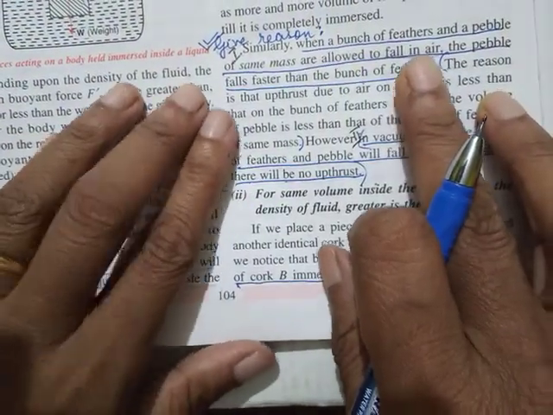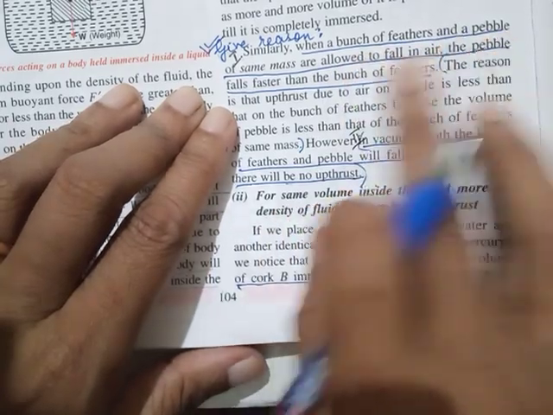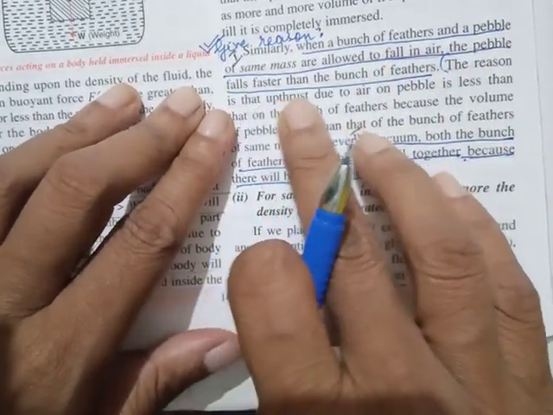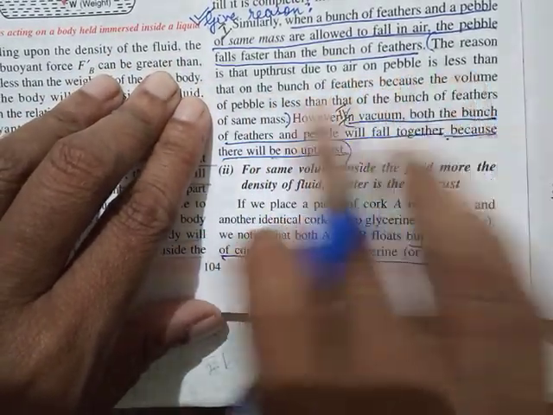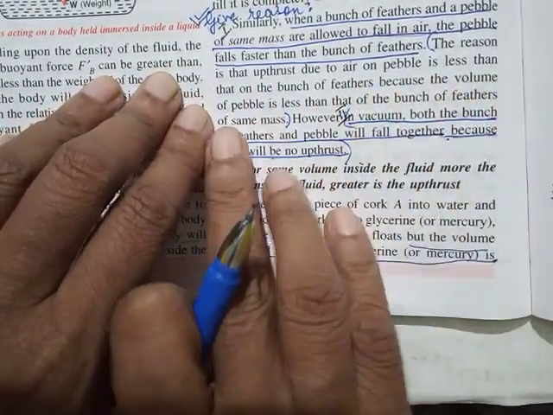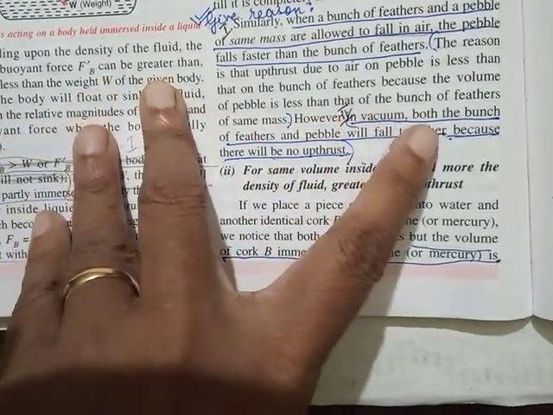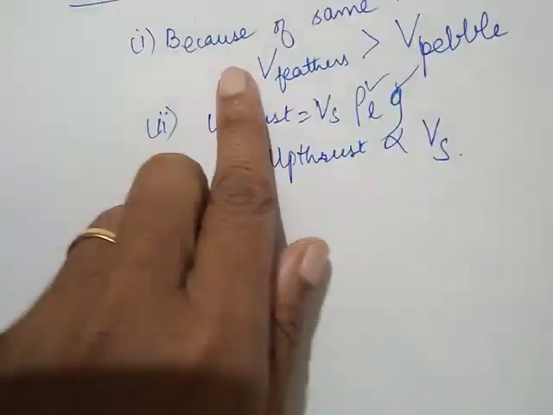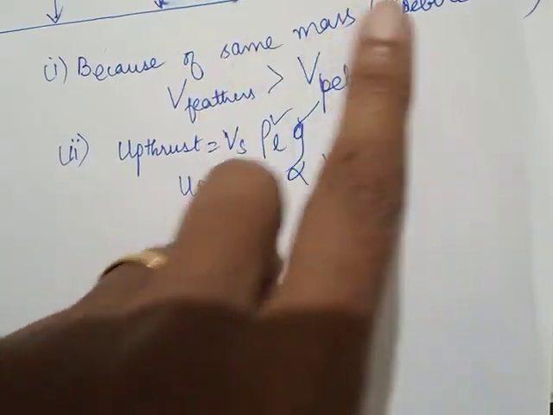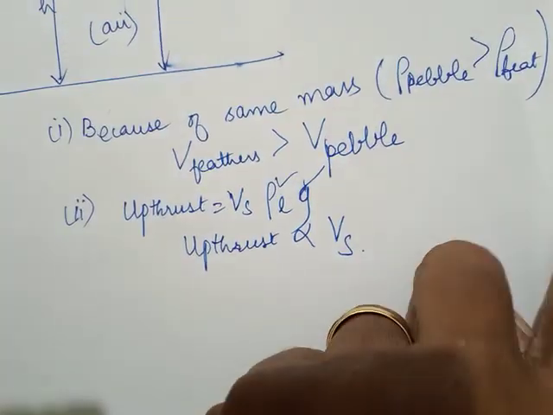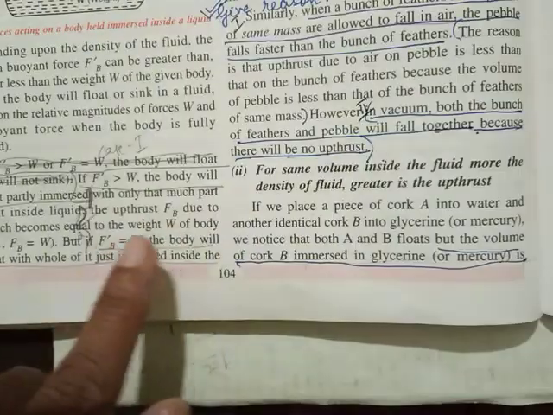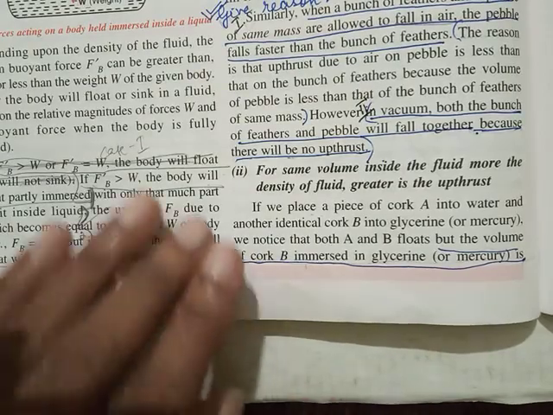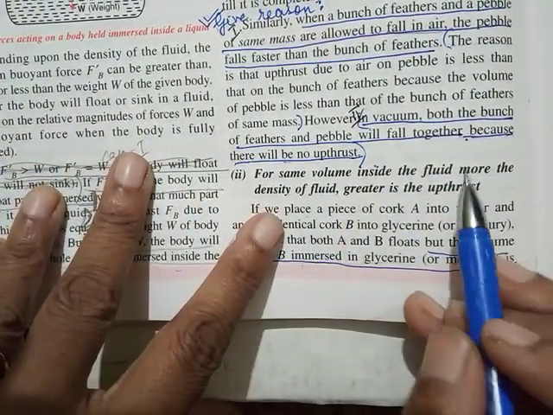When a bunch of feathers and a pebble of the same mass are allowed to fall in air, the pebble falls faster than the bunch. Give reason why. The reason is that the upthrust due to air on the pebble is less than that on the bunch of feathers, because the volume of the pebble is less than the volume of the feathers. So first you have to write this: mass is the same, but the density of the pebble is greater than the density of the feather, so the volume of the feather is greater than the volume of the pebble. Then upthrust is directly proportional to volume, so on the feather the upthrust will be more, and it will take time to come down.